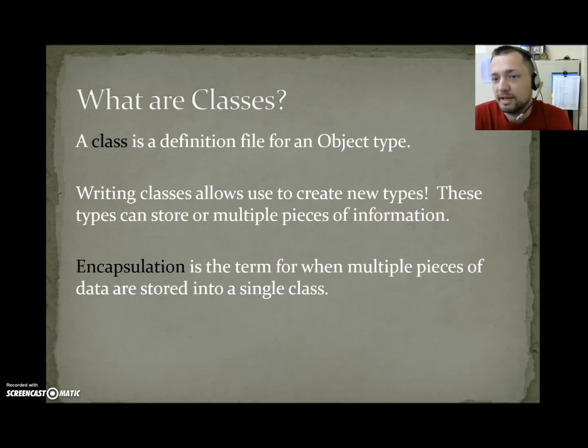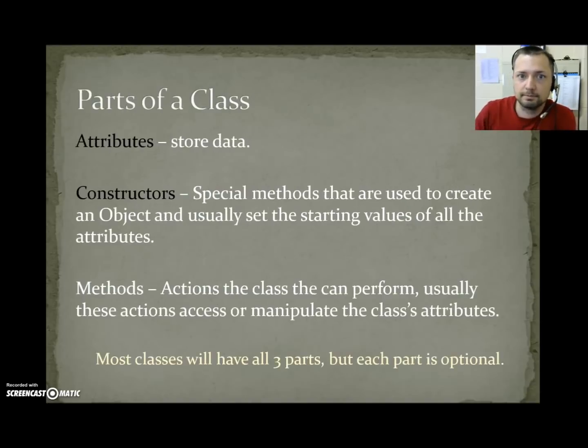In this chapter, we're going to learn how to make a new type called student. A student could have a first name and a last name. And then we could create 15 students and have only 15 variables instead of 45. Encapsulation is the term for when multiple pieces of data are stored into a single class.